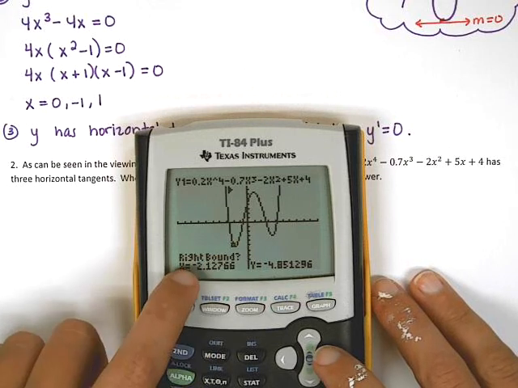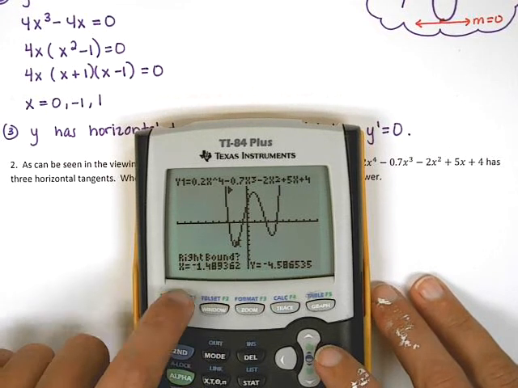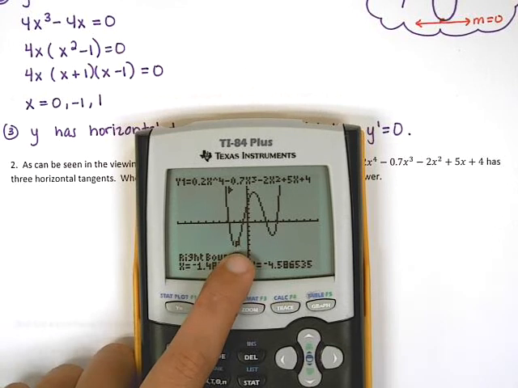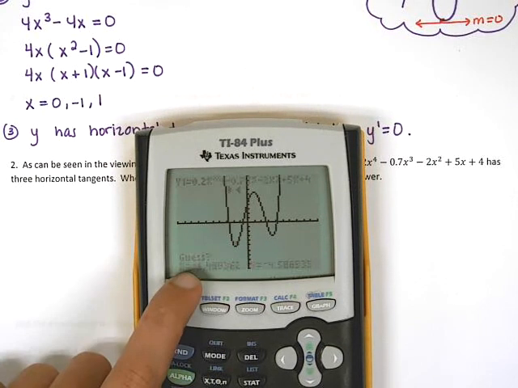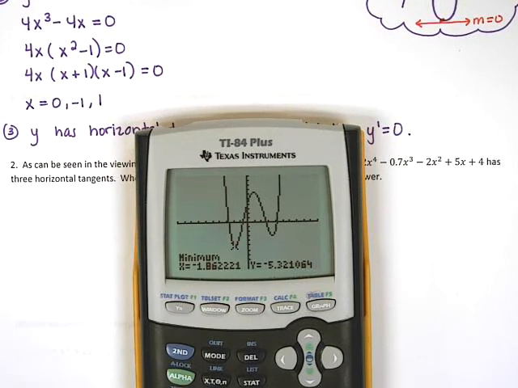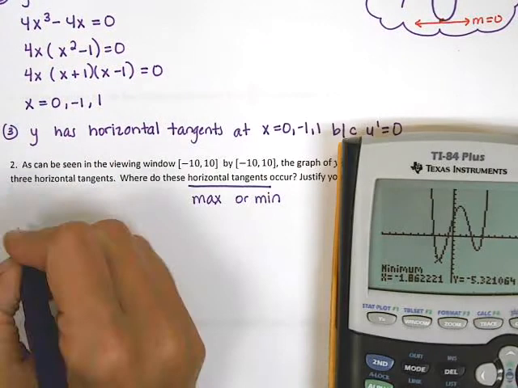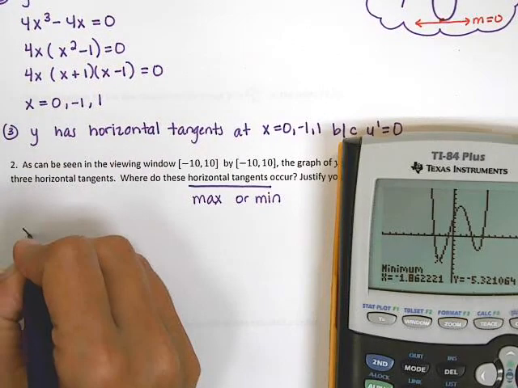Then it says right bound, so I'm going to move my arrows till I get slightly to the right of that lowest point, and I'm going to hit enter again. And then it says guess, so I'm going to hit enter again. The minimum here would be when x is -1.862.